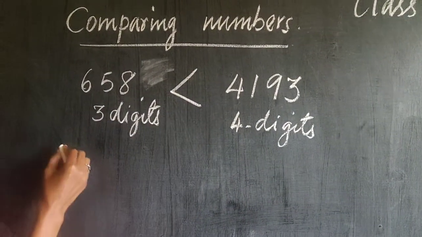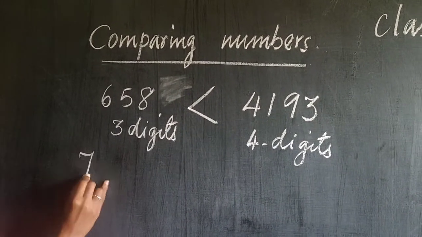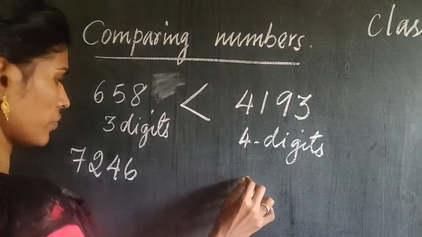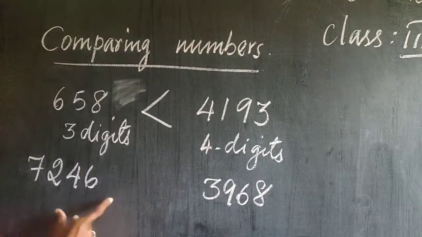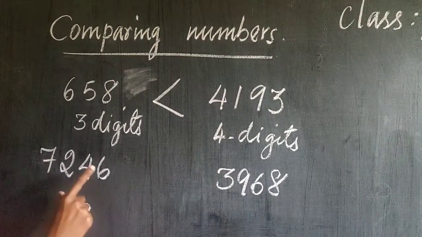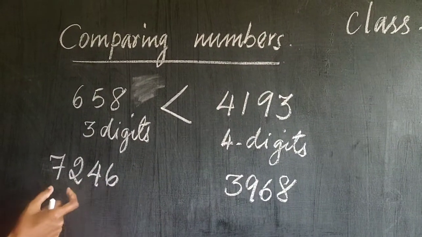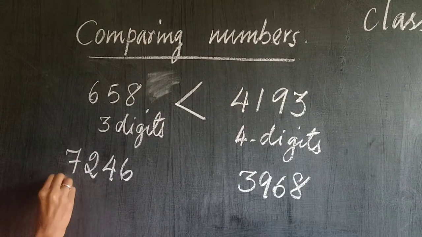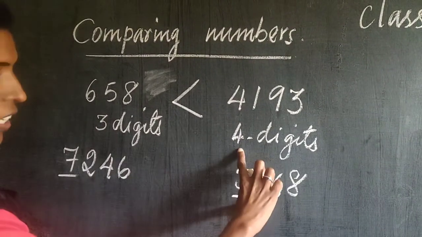So the number which has the greater number of digits is the greater number. Suppose both have the same number of digits, let me give an example. In these two numbers, here 4 digits, here also 4 digits. When there are the same number of digits, then you have to look at the number in the greatest place. Here the greatest place is 1000. In the thousands place, here is 7 and here 3. So here are 7000, here are 3000.